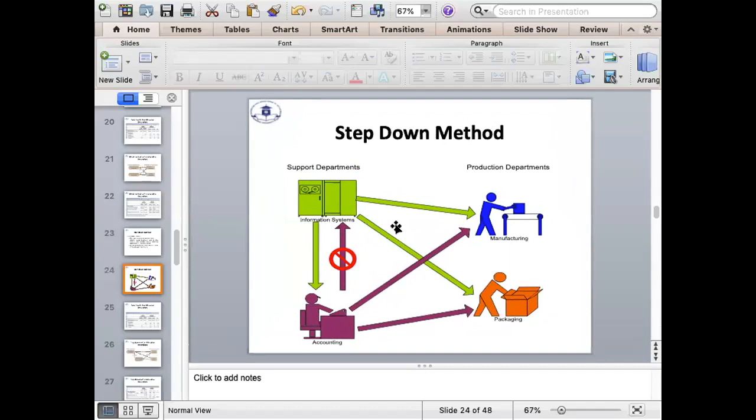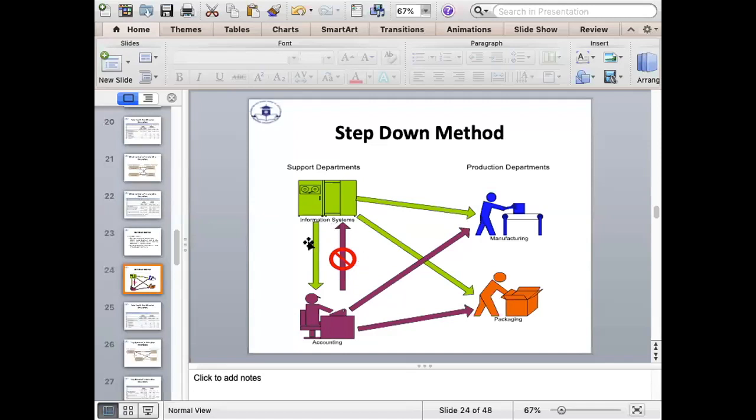So that's an example of the step down method, which means the information system department is providing service to manufacturing and packaging, which are production departments. And this information system is providing services to the account department as well. But this department does not take any kind of service back from information system. Students, keep in mind, it's just an example.